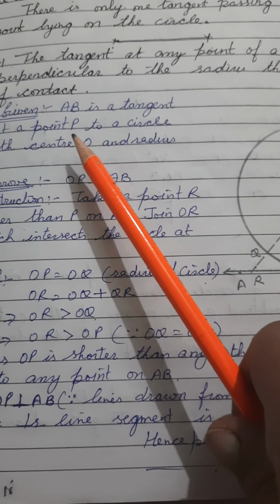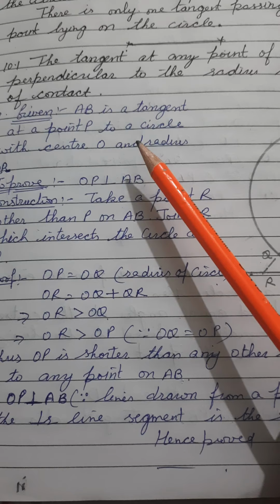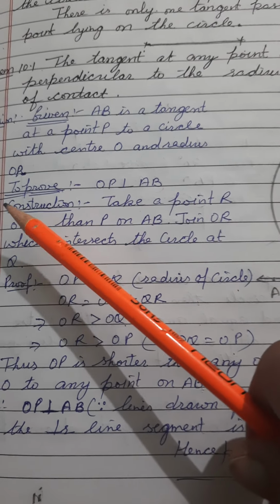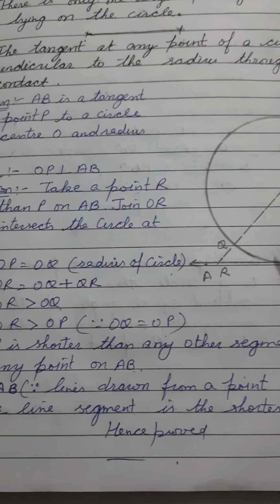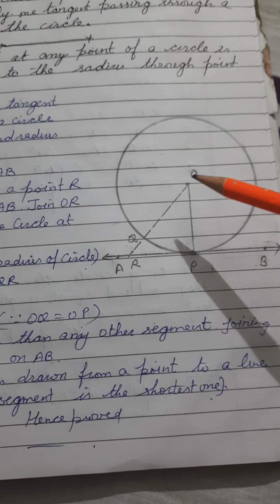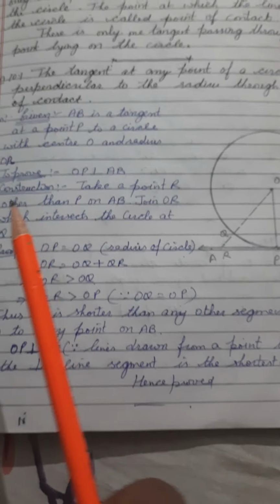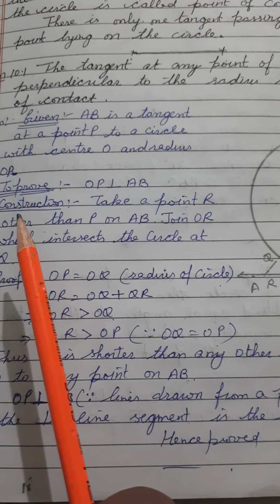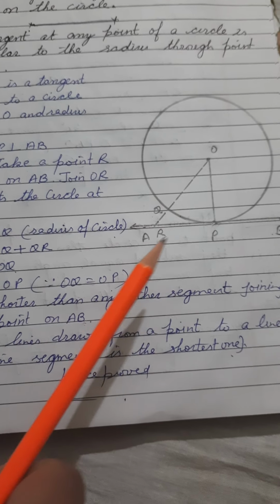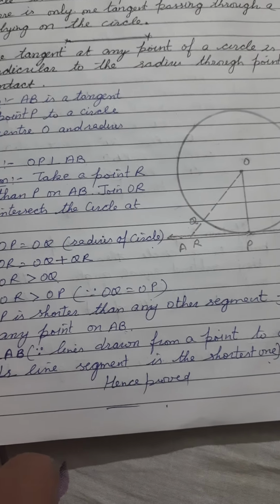First we write the given. AB is a tangent at a point P to a circle with center O and radius OP. This is given. Then we come to the proof. We have to prove OP is perpendicular to AB.